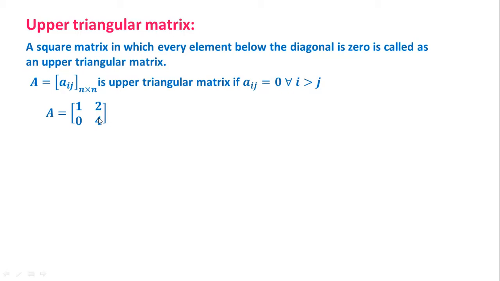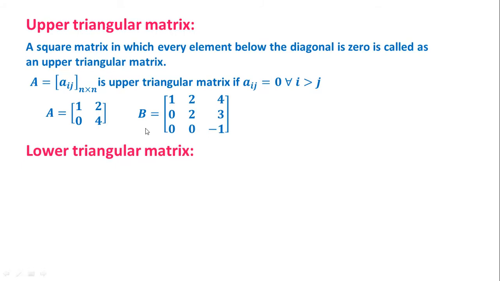That's why it is called an upper triangular matrix. Similarly, an example of a 3 by 3 matrix is like this. See, this is the diagonal, 1, 2, minus 1 is the diagonal and all elements below the diagonal are 0, so these three elements are 0, then it is called an upper triangular matrix.